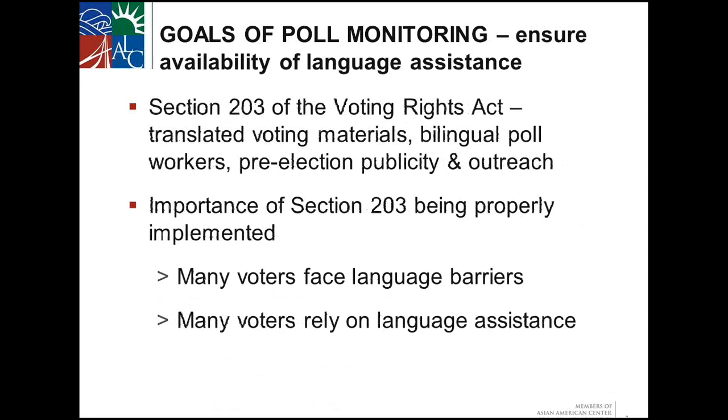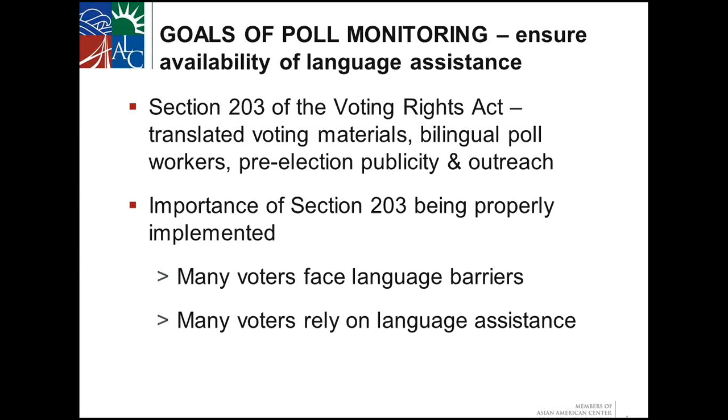Now, Section 203 of the Voting Rights Act, I know that many of you are familiar with this from our previous webinars, but it requires translated voting materials for a specific language minority group that's been designated for that jurisdiction. That requires everything in English being translated into that specific language. In addition, bilingual poll workers are required to be at targeted polling sites so that they can provide the language assistance needed by the voters of that language minority group, as well as pre-election publicity and outreach, letting the community know that this language assistance will be available to them on Election Day.